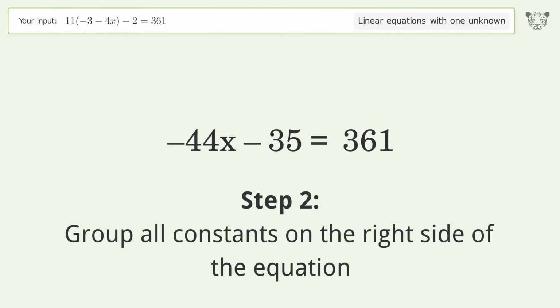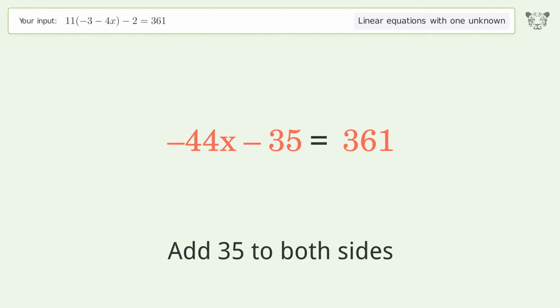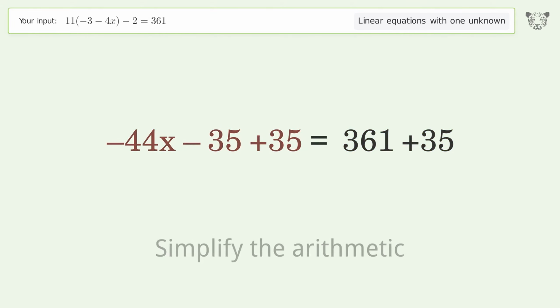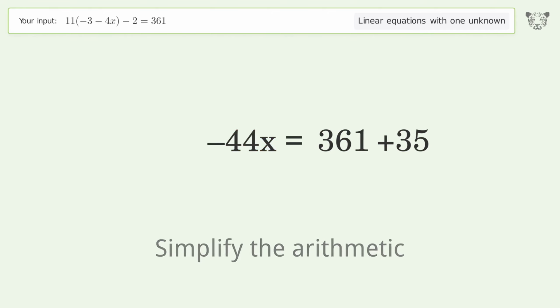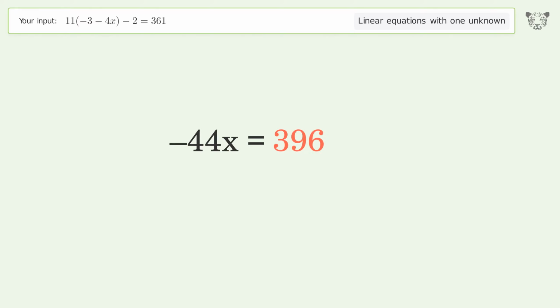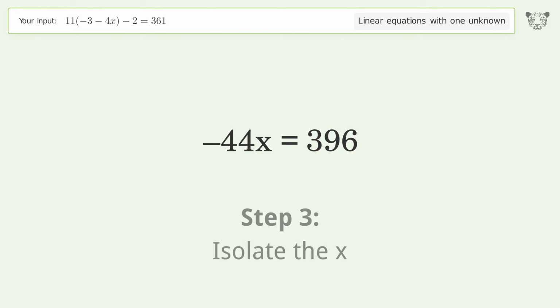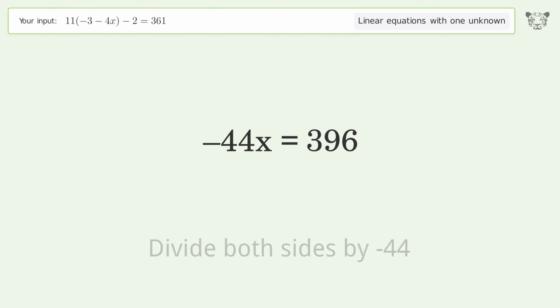Group all constants on the right side of the equation. Add 35 to both sides. Simplify the arithmetic. Isolate the x. Divide both sides by -44.